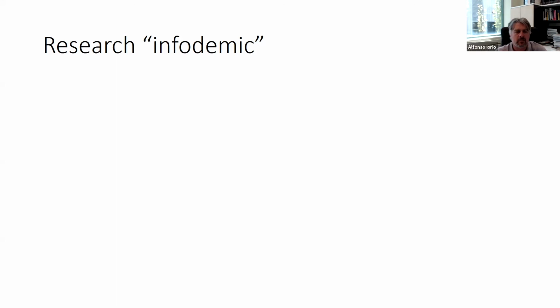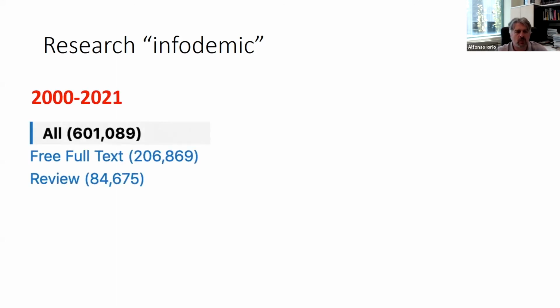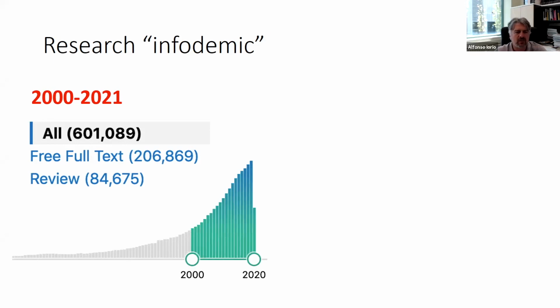And this happens in all fields. I've looked at pain, and if you search for pain in one of the most commonly used databases used by doctors, between 2000 and 2020, 600,000 papers were published on some aspect of pain, of which about 1 in 3 is available free, which means you can get as many as you want of those, but do you really need to read all the 600,000? And they are not flat, actually.